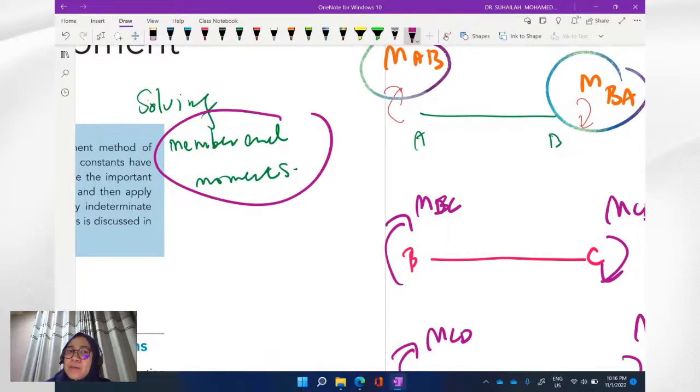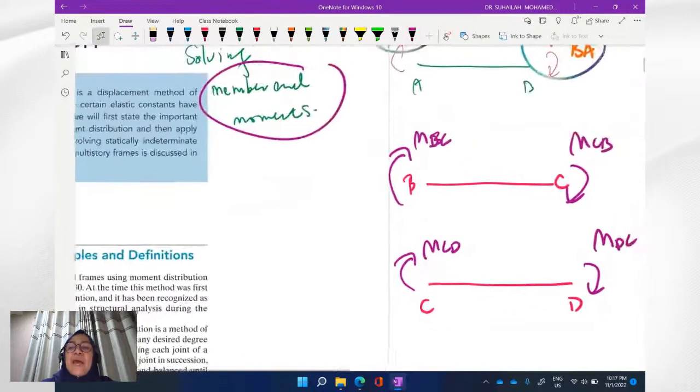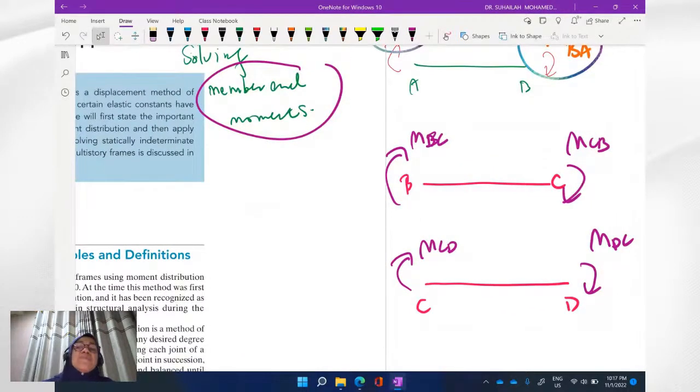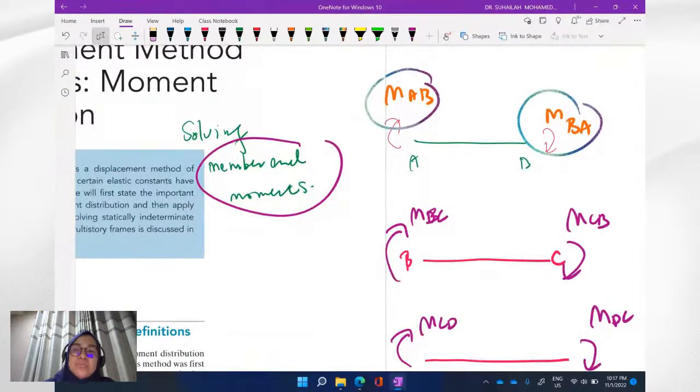A and B are called member ends. The moment at the joint is called the member end moment. So each element will have two. For member AB, we have MAB, MBA. Member BC, we have MBC, MCB. Member CD, we have MCD, MDC.